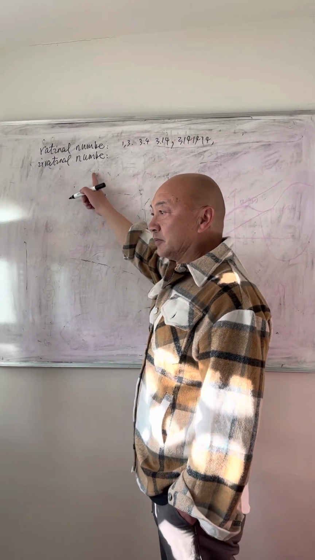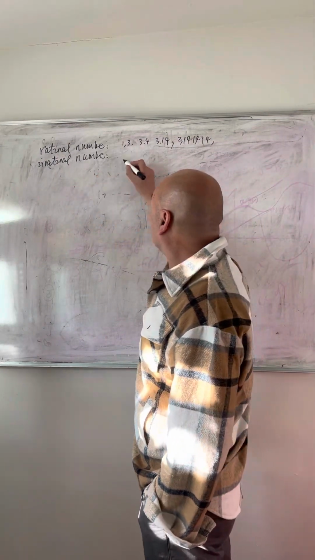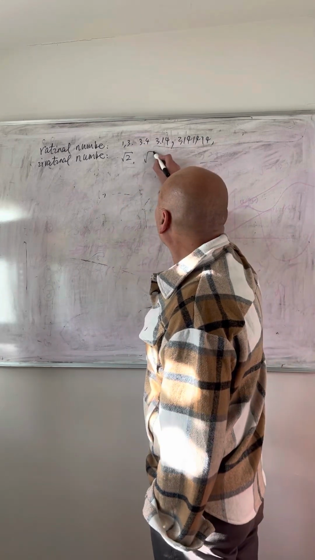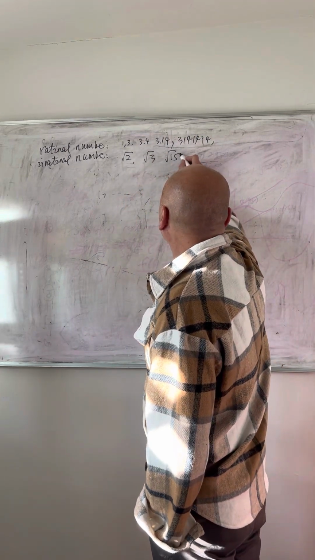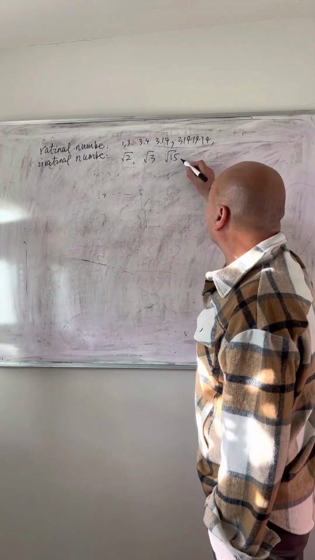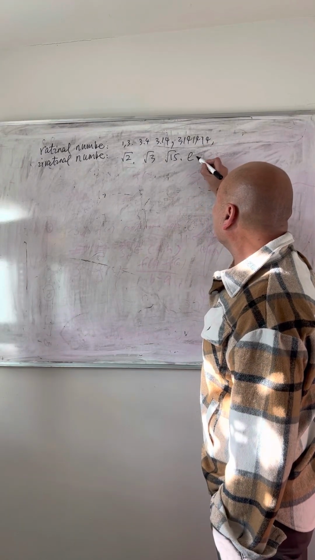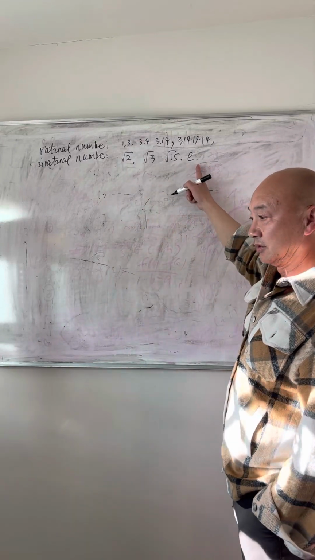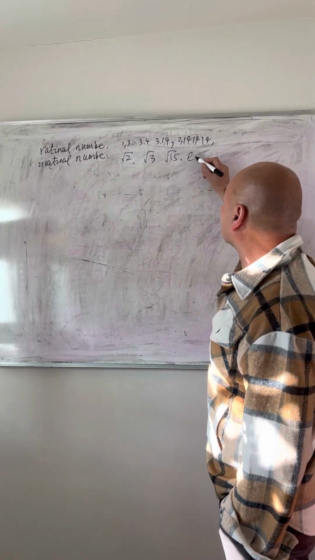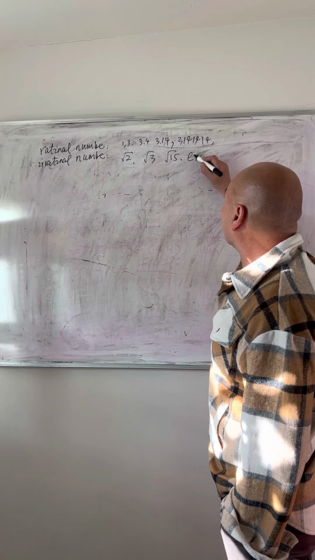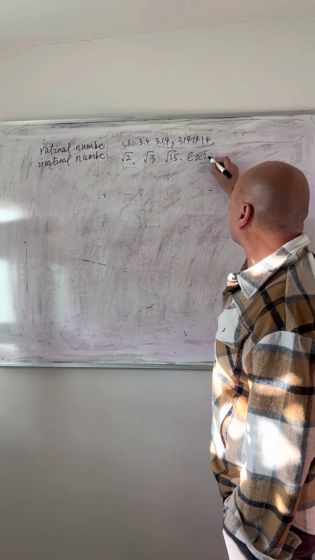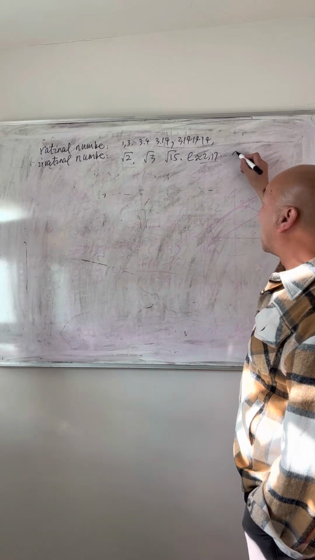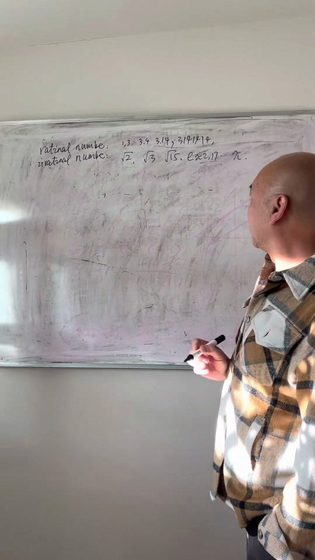Irrational numbers, we know, are very simple: radical 2, radical 3, radical 15, right? Or e, which on the high school level is very important. e is approximately 2.718, something like that. And pi, something like this.